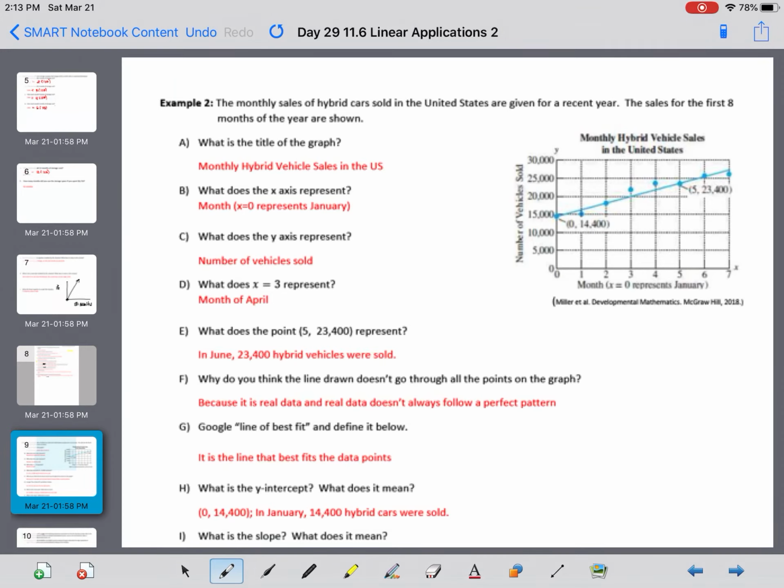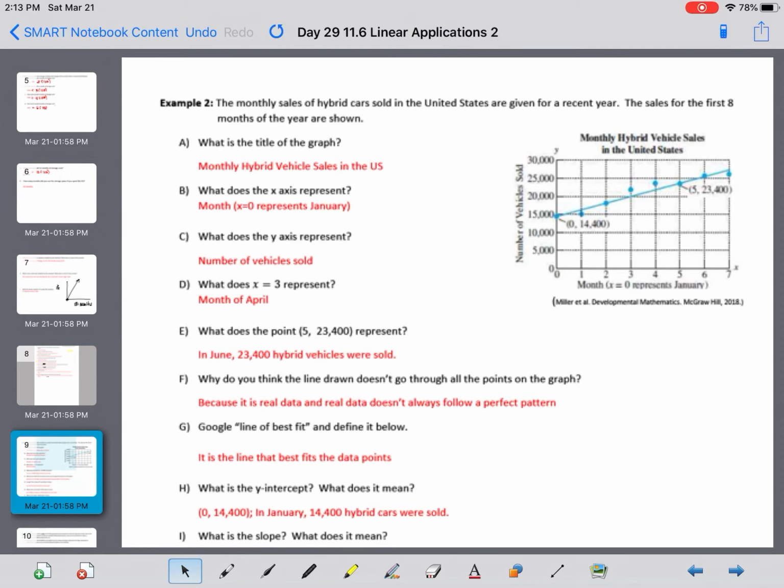All right, for the hybrid vehicle sales, things I want to touch on here is looking at that line of best fit. If we're looking at F and G for this one, notice that the line doesn't perfectly hit all of the data points. That's just because this is working with real data, and many times real data doesn't follow a perfect, pretty pattern. So the line of best fit is the line that best fits all of the data points. You can see that that trend is increasing, so that's why you have a positive slope here, and it doesn't hit every point, and that's okay.